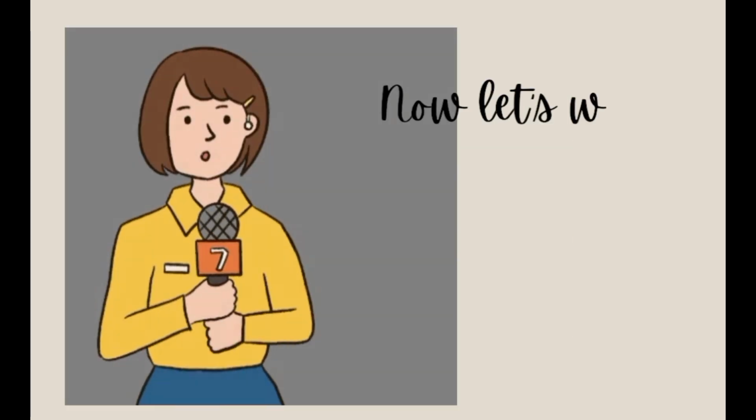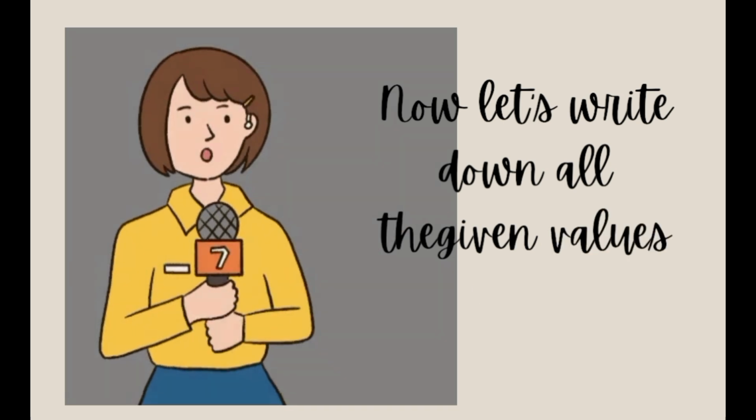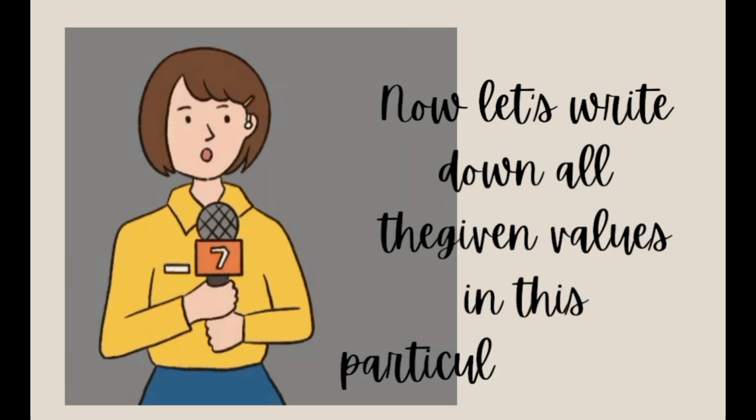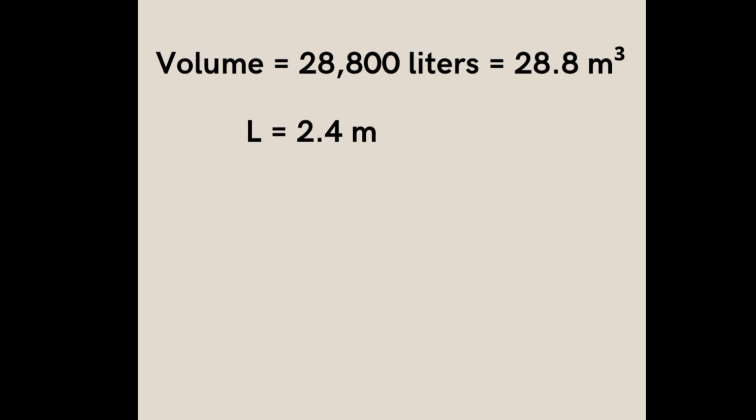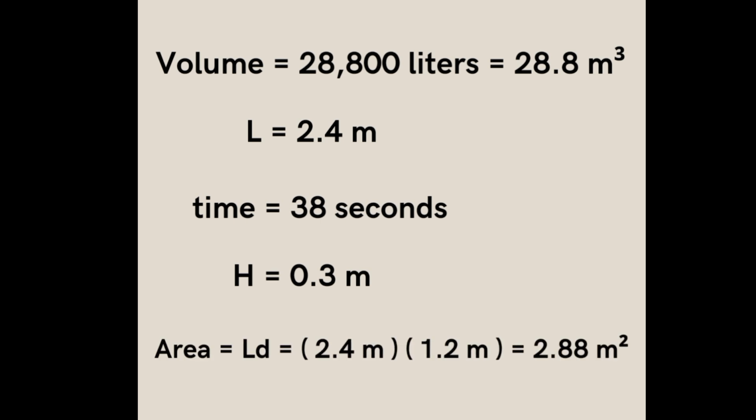Now, let's write down all the given values in this particular problem. Volume, converting liters into cubic meters, we have 28.8 cubic meters. For L, we have 2.4 meters. And for time, we have 38 seconds. H, we have 0.3 meter. And for area, we have 2.88 square meters.